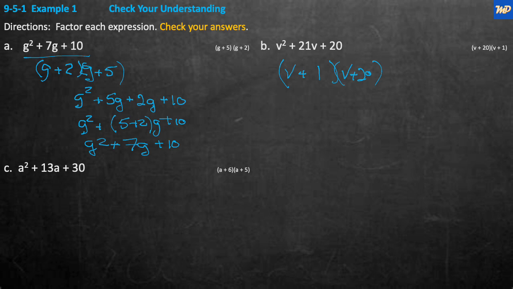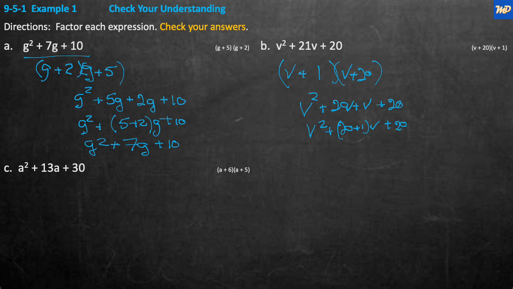Now let's prove it. v times v for the first is v squared, plus outer is 20v, plus inner 1v, and 1 times 20 is 20. I'm going to simplify this. That was a 20v, by the way, right there. So v squared plus 20 plus 1, v plus 20.